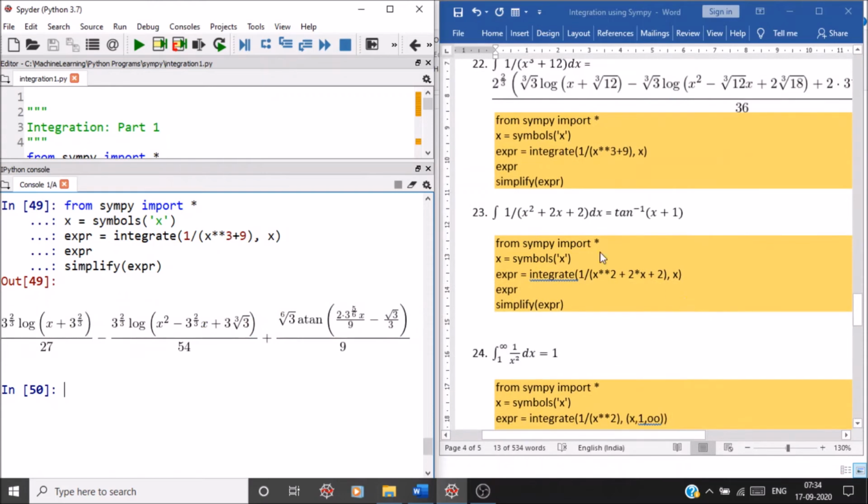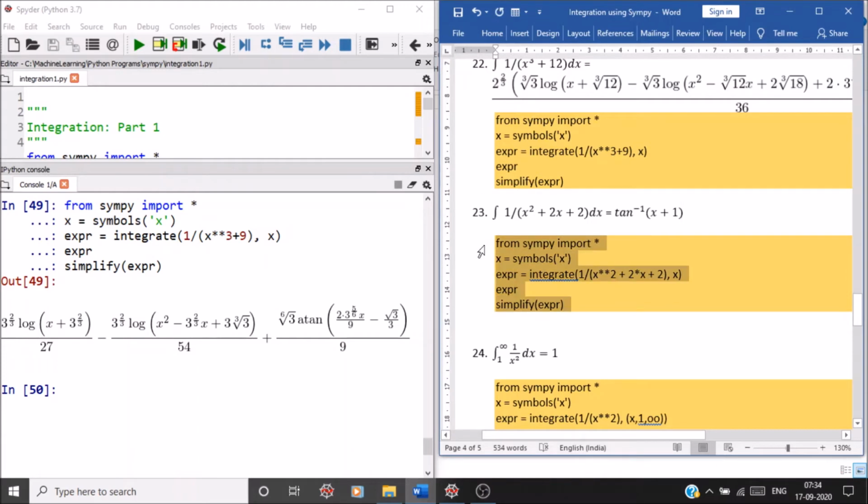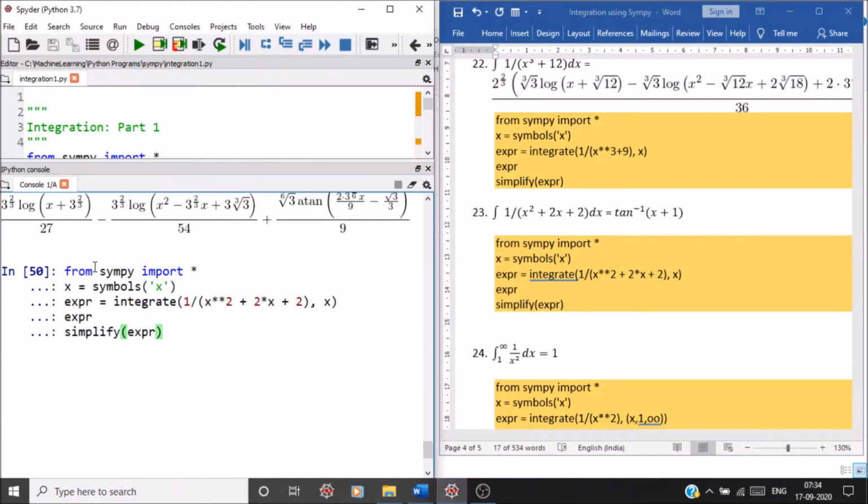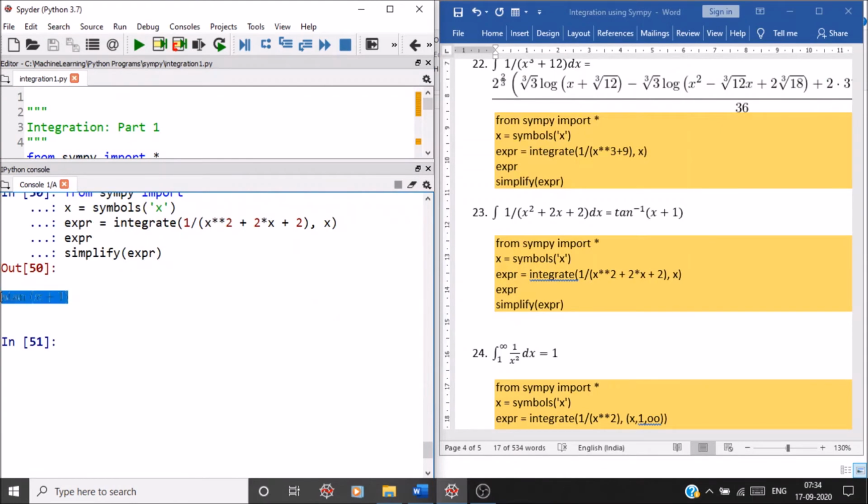Okay. Next is what? 1 by x square plus 2x plus 2. So you can see here 1 by x square plus 2x plus 2. We can execute it and we can see the result. Now you can see the result. This is the result. Okay.